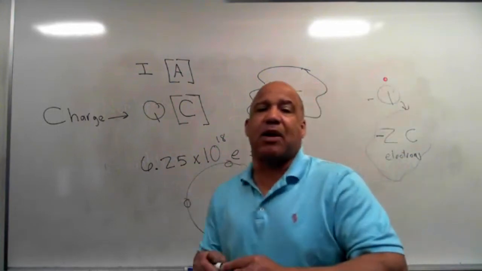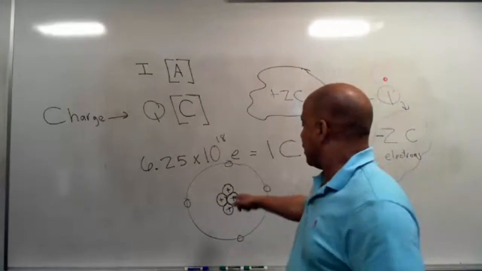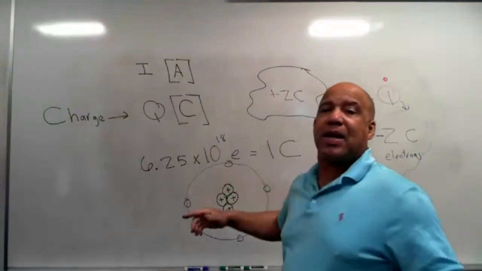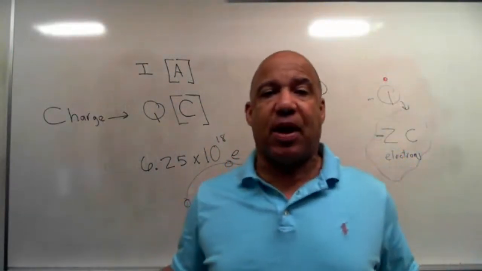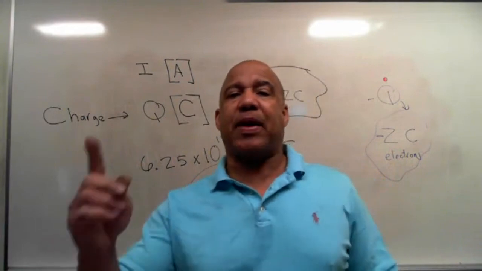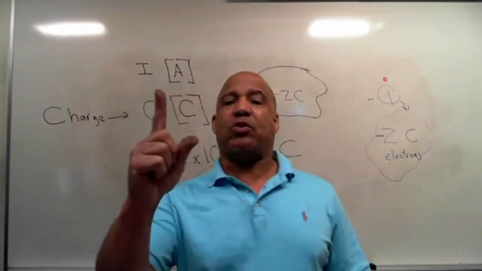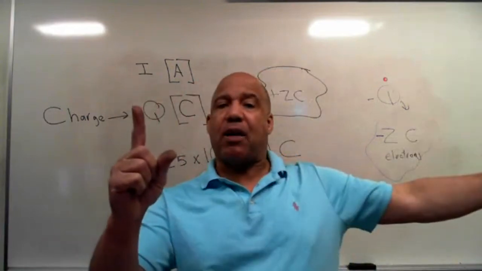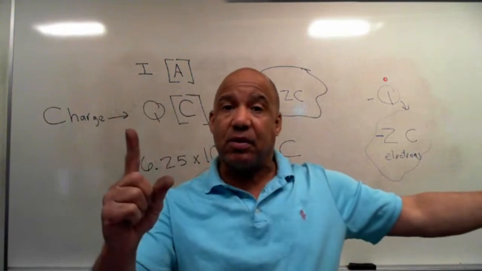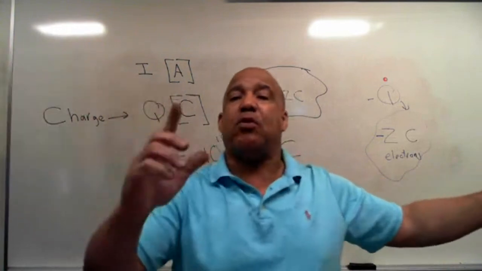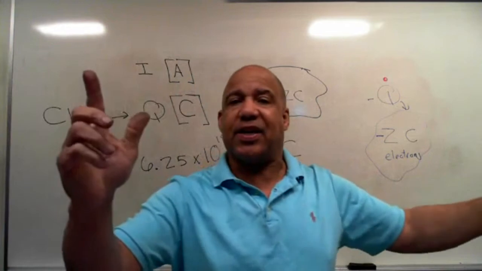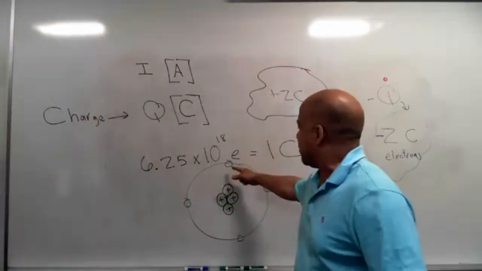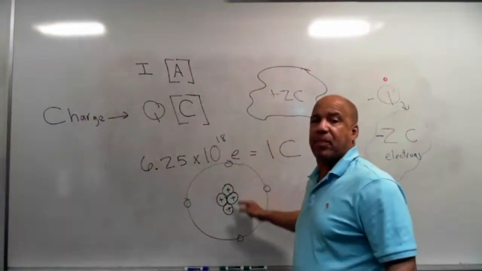Remember at the beginning of this lecture, I said that the proton is 2,000 times more massive than the electron. Imagine something that is 1 pound. If the electron was 1 pound, that means the proton would be 2,000 pounds. That's a big difference. So it's easier to move something that's 1 than it is 2,000. So this is much easier to move than the proton.